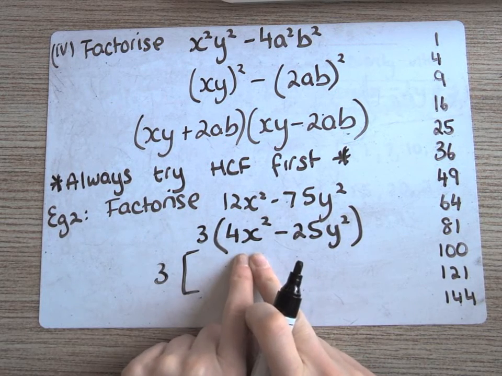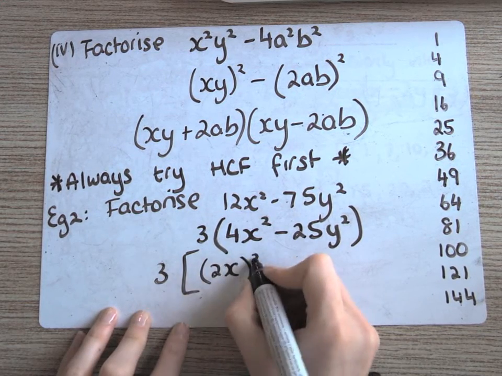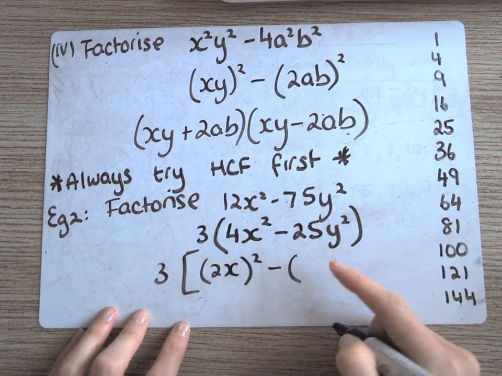4x squared is what to be squared? 2x to be squared. And 25y squared.